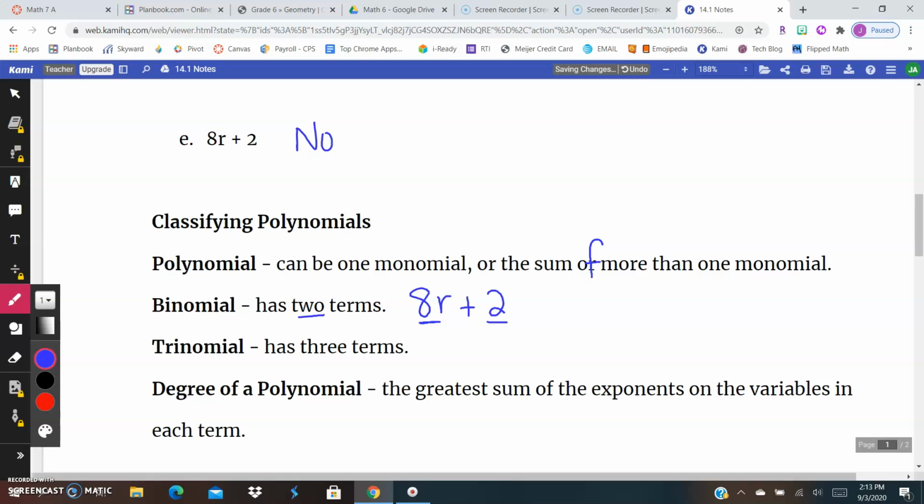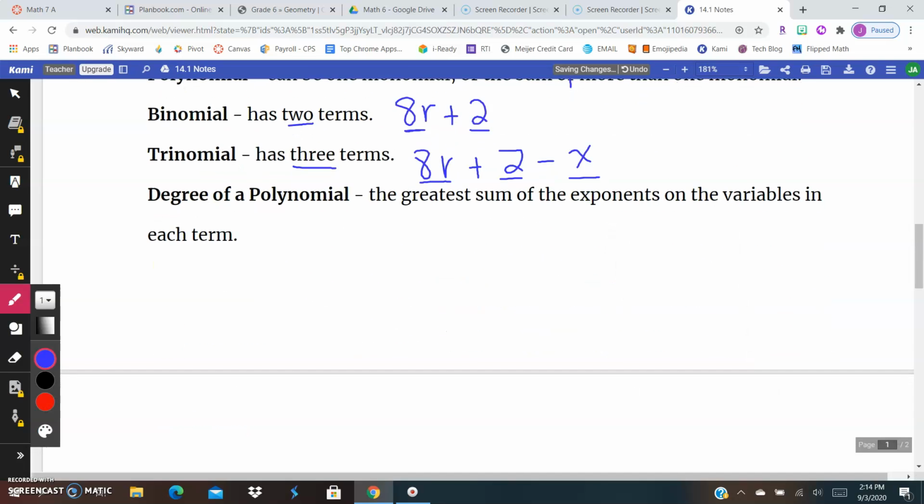A trinomial has 3 terms. So if we had 8r plus 2 plus x, or we could even do minus x. Okay, a plus or a minus separates the chunks. So this one has 3 chunks. That's considered a trinomial. The degree of a polynomial is the greatest sum of the exponents on the variables in each term.